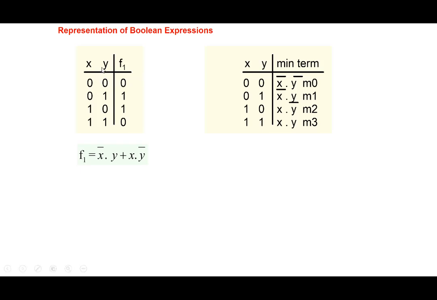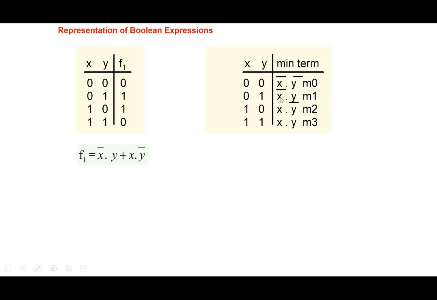So when you have 2 inputs, X and Y, the various terms that can be are 0 0, 0 1, 1 0, 1 1. So when you have 0 0, symbolically you can represent it as X bar Y bar. And each one of these terms is called a minterm. So we call it M0, the 0th minterm, because the net value is 0.